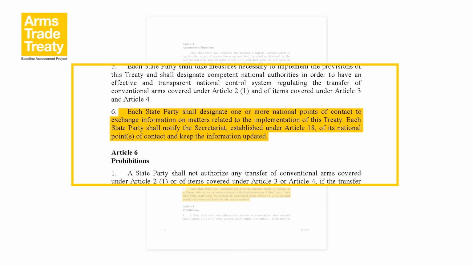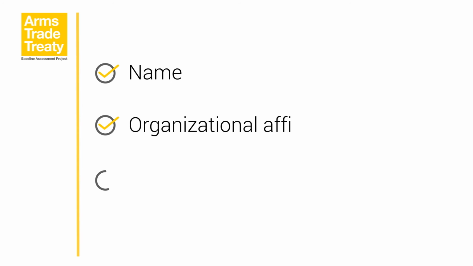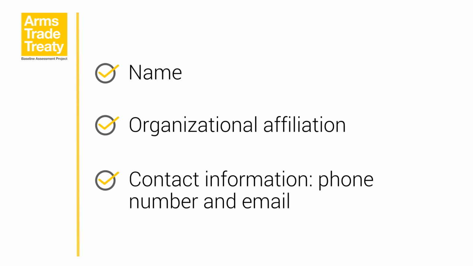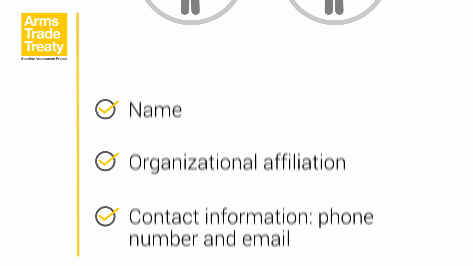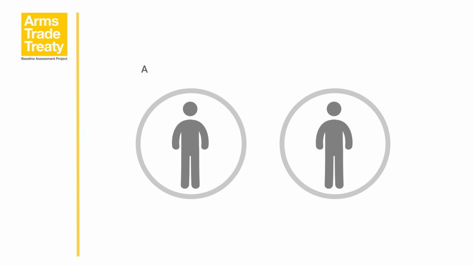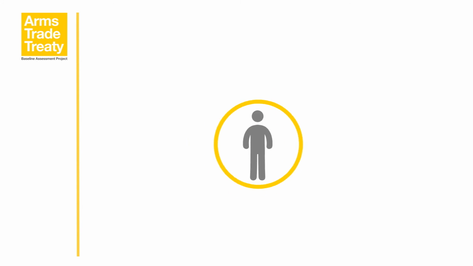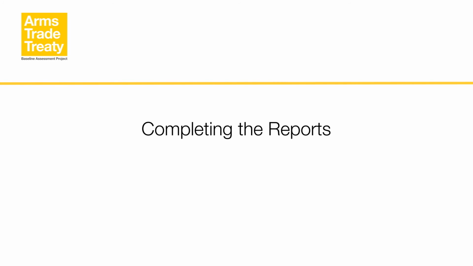The provisional reporting template for the ATT annual report allows states to provide information on a point or points of contact, including name, organizational affiliation and contact information, such as phone number and email. The standardized reporting form for the UN Register also provides an opportunity to provide information for a national contact point. The point of contact for the ATT may be the same as the national point of contact for the UN Register.